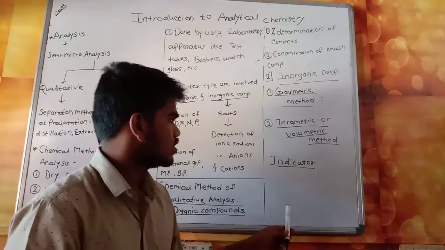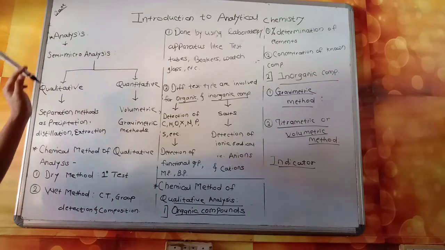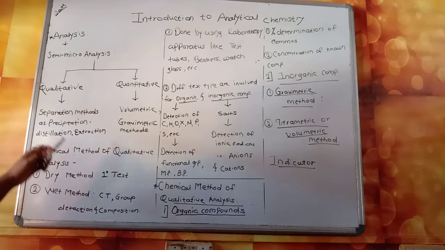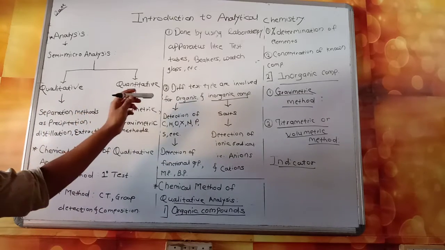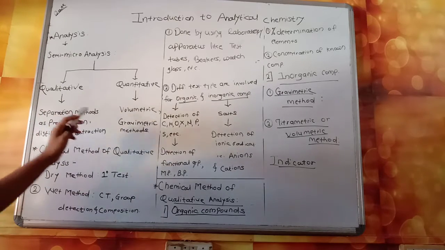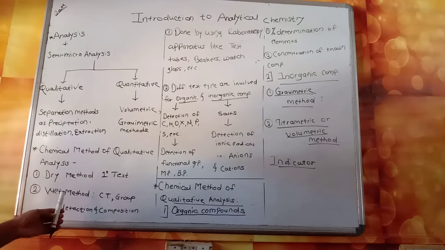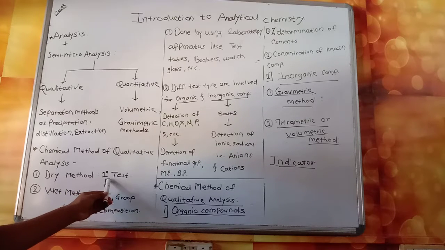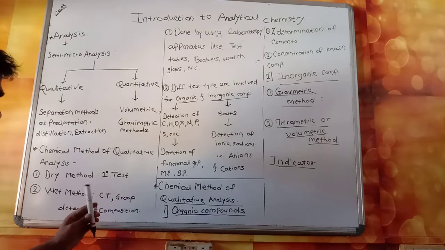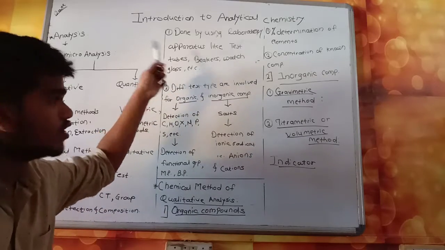Okay, so this is for today. Today we have seen what analysis is, then semi-micro analysis, and its two heads, qualitative and quantitative. We saw the methods used in each, and the chemical methods for both. The chemical methods for qualitative analysis involve the dry test and wet test. The dry test is used for preliminary testing, and the wet test is used for group detection to determine the composition of the compound, and for the confirmatory test. It is done by using laboratory apparatus.